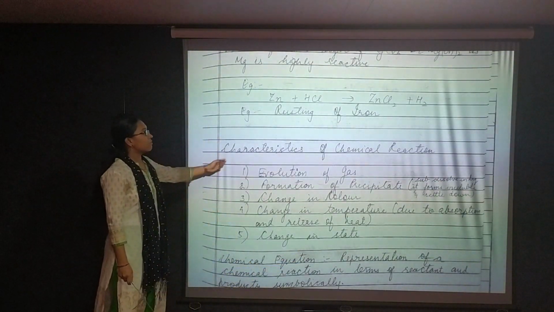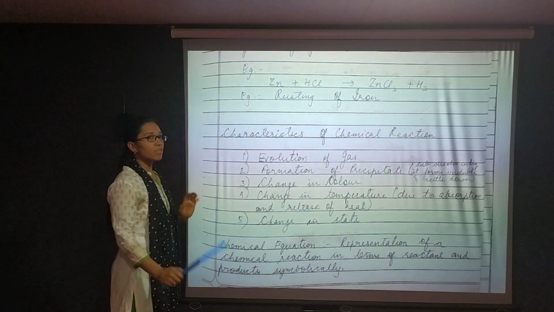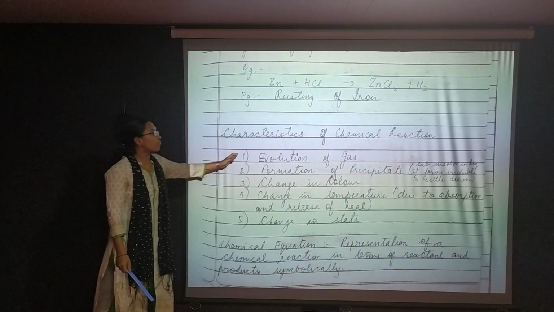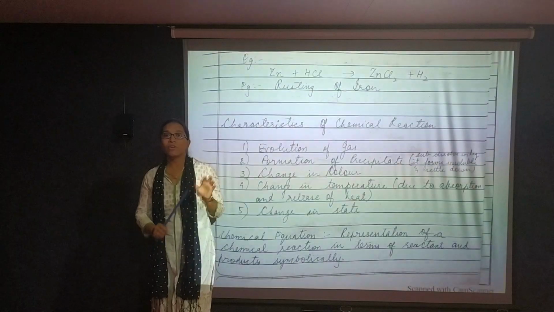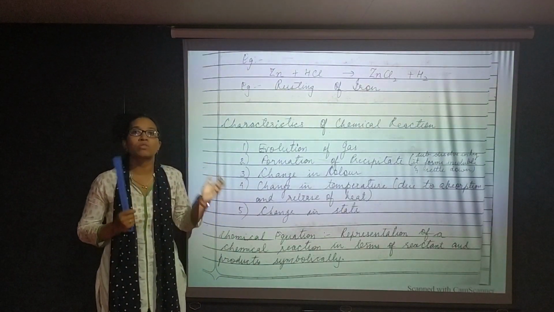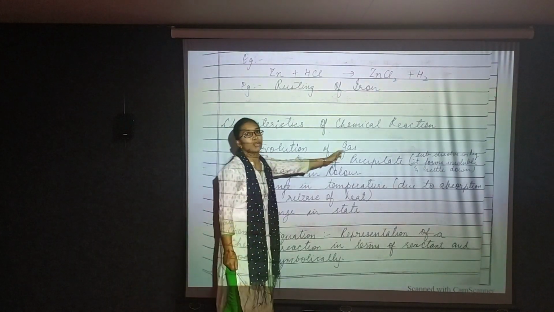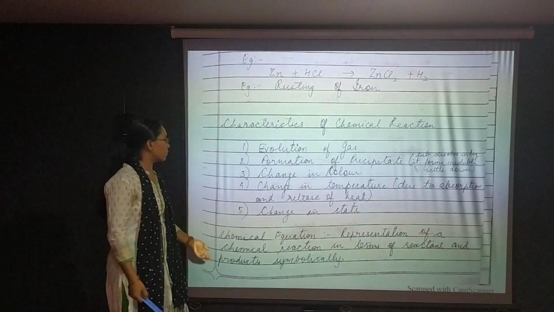Next is characteristics of chemical reaction. Now what are the basic characteristics of a chemical reaction? There are basically 5 characteristics of chemical reaction. The first characteristic is evolution of gas. Means whenever you are combining any two substances, the product that you will get will be in the form of evolution of a gas. It can be hydrogen gas, it can be oxygen gas, it can be CO2 gas.